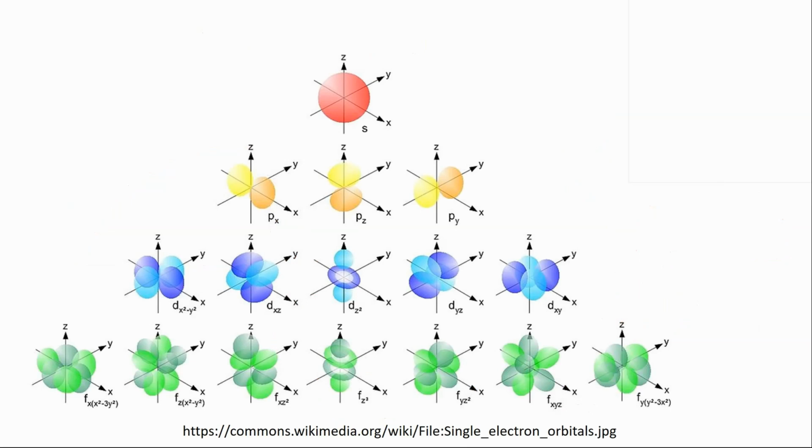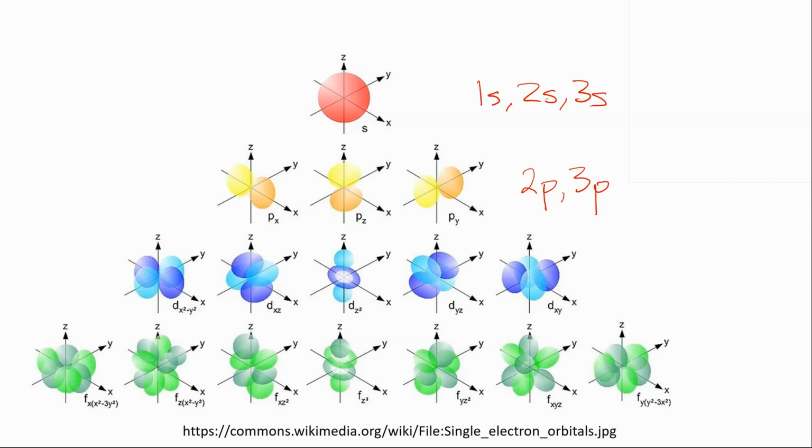So this first red sphere is an s orbital. And remember, we can have a 1s, a 2s, a 3s, a 4s, etc. Okay, we can have a p orbital. Now the p orbital didn't exist for n equals 1, so we start with 2p, 3p, etc.